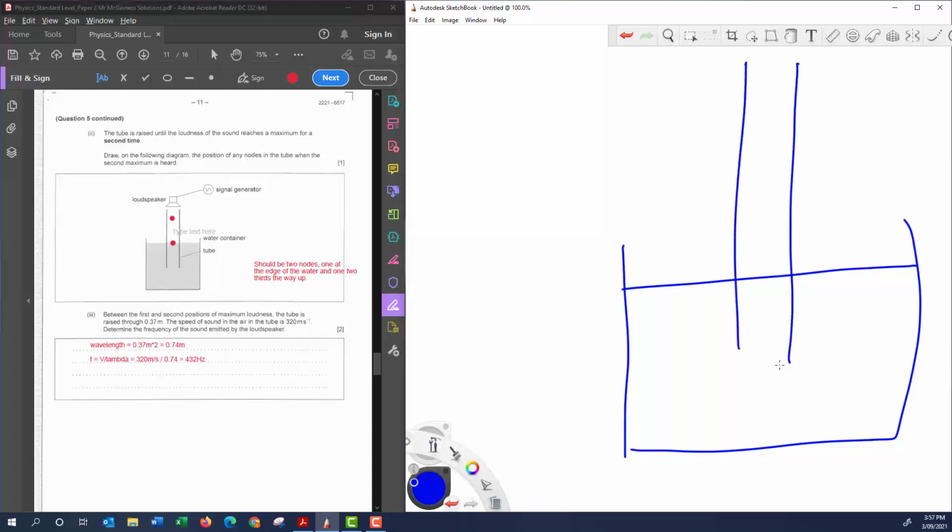And then they're asking us to put the position of any nodes in the tube. So this is when the maximum is heard a second time. First of all, as we're putting this tube into the water, notice the tube actually starts out low, and then we're raising it out of the water until you get to a maximum. In this particular case, when it's really small, you can actually get a maximum here.